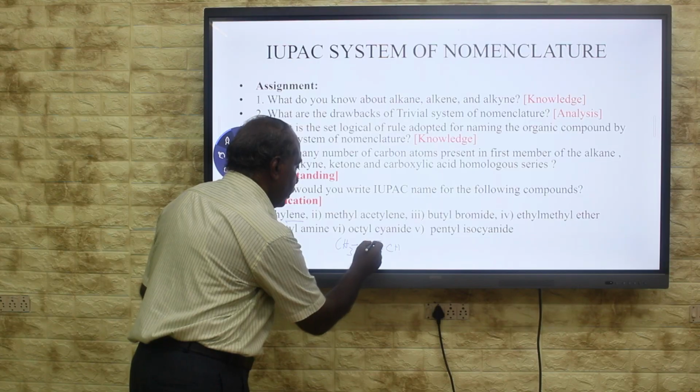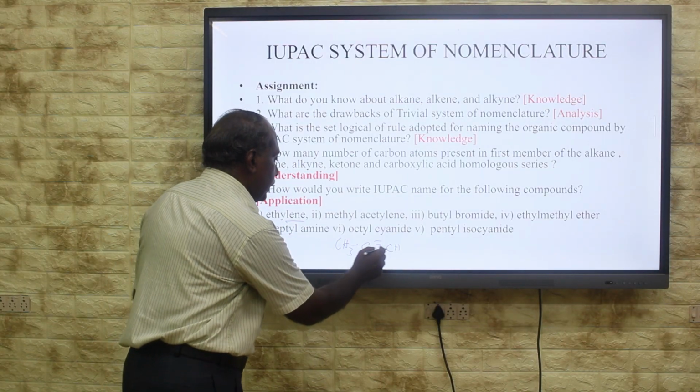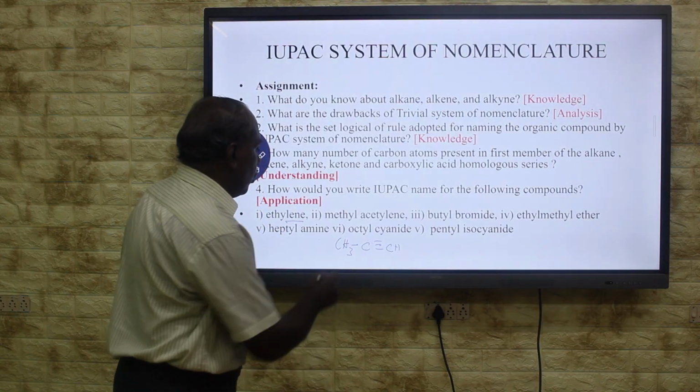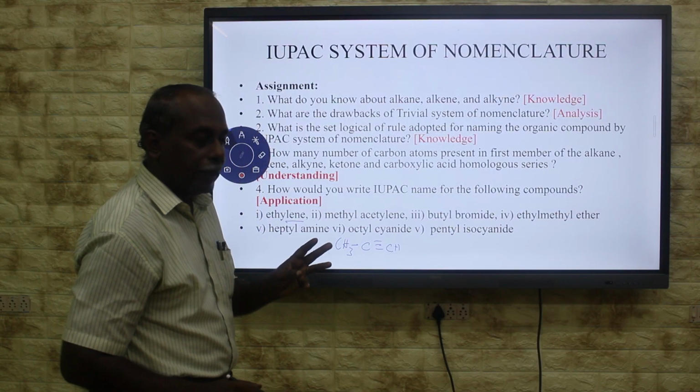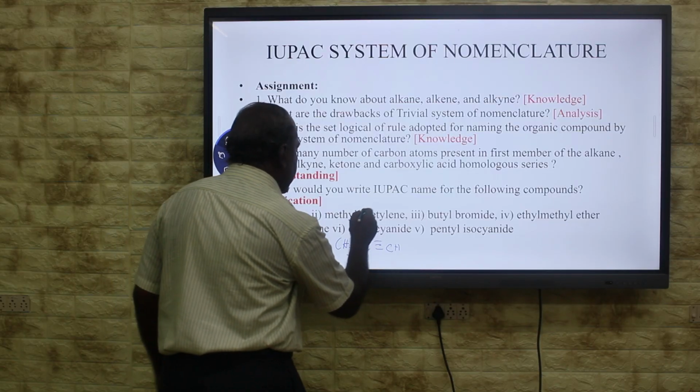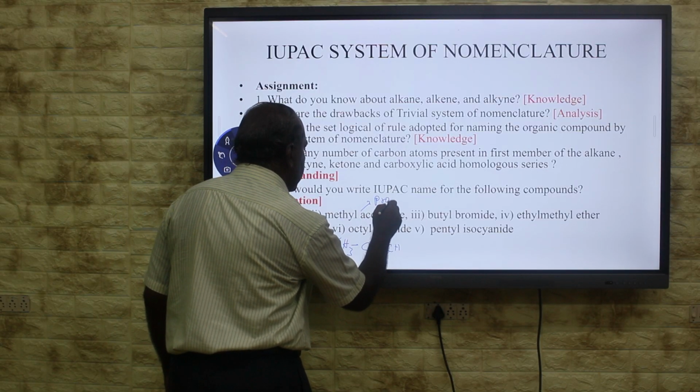Acetylene is CH triple bond CH. One hydrogen is replaced by a methyl group, giving methyl acetylene. Here 3 carbons will be there. Propyne. Propyne is the IUPAC name of this compound.